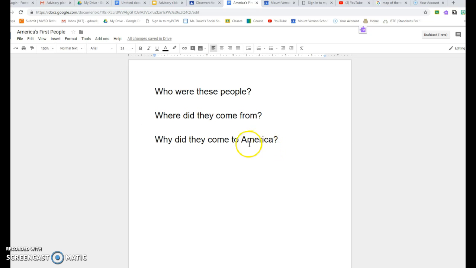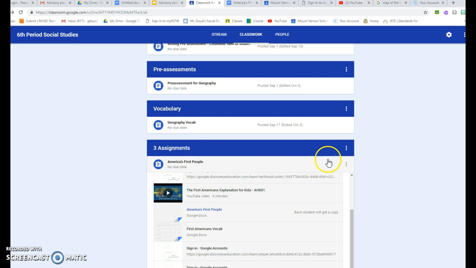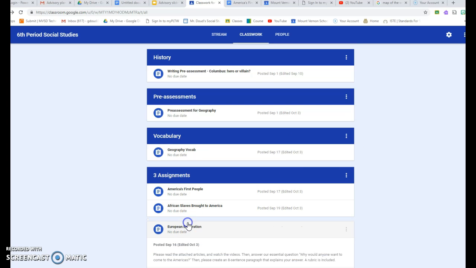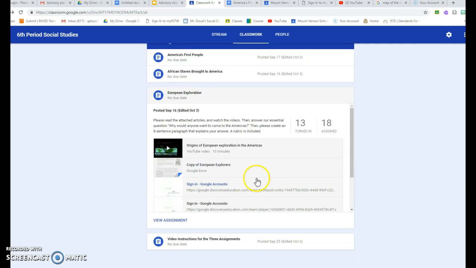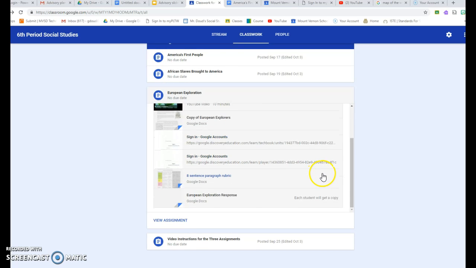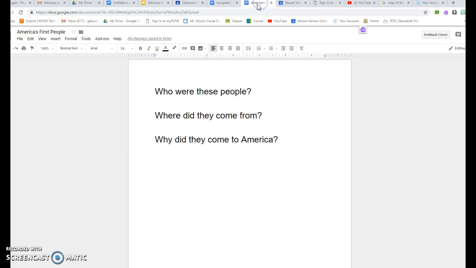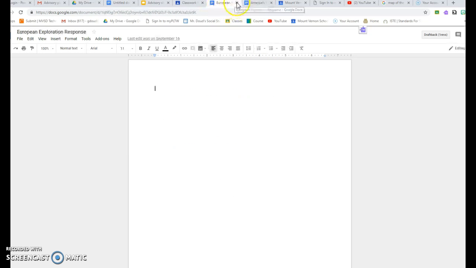If you can answer these 3 questions in a 3 to 4 sentence short paragraph, you will have done the job for this assignment. Now, for this assignment and for the European Exploration assignment, there is the same blank piece of paper. Please answer these same 3 questions.